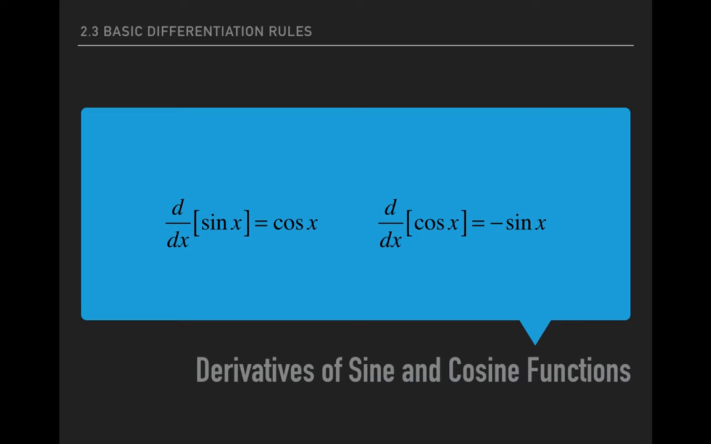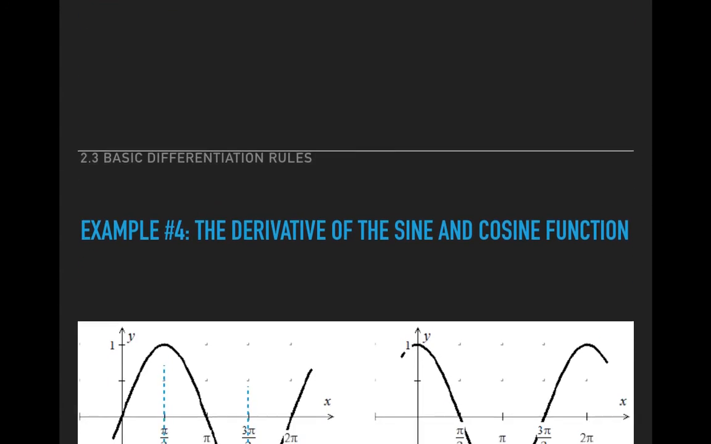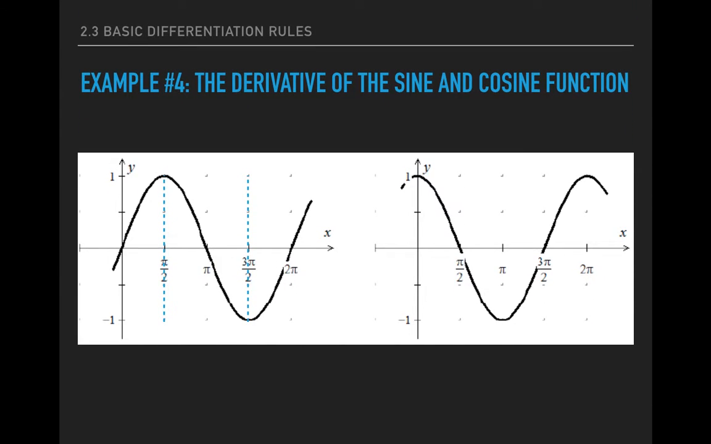Alrighty, this last rule is the derivative for the sine and cosine functions. The derivative of the sine function is cosine, and the derivative of cosine is the opposite of sine. And I just want to show you here a little visual demonstration so you can see how these are connected.